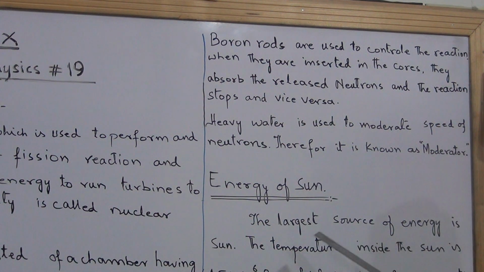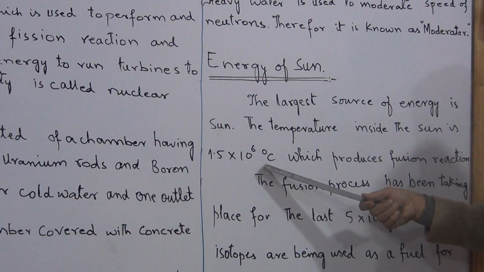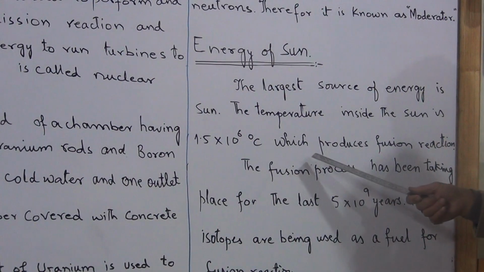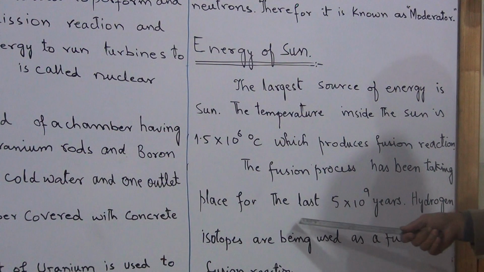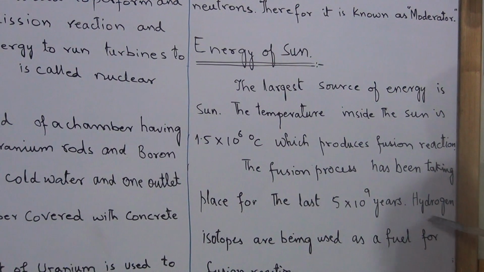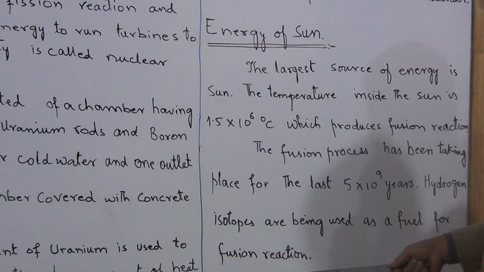Now the energy from the sun. The largest source of energy is the sun. The temperature inside the sun is 1.5 × 10^6 degrees centigrade. Due to this temperature, fusion reaction is performed. The fusion process has been taking place for the last 5 × 10^9 years. Hydrogen isotopes are being used as fuel for the fusion reaction.